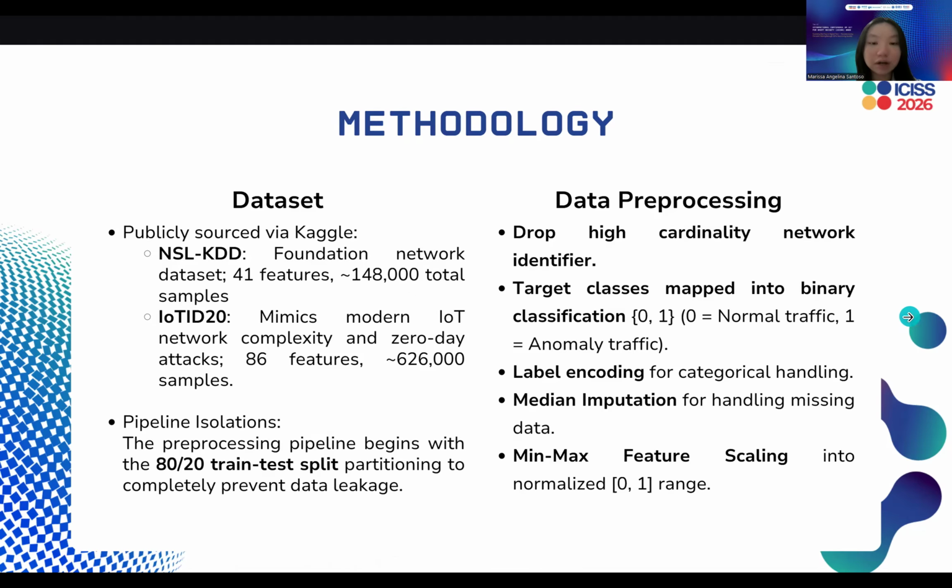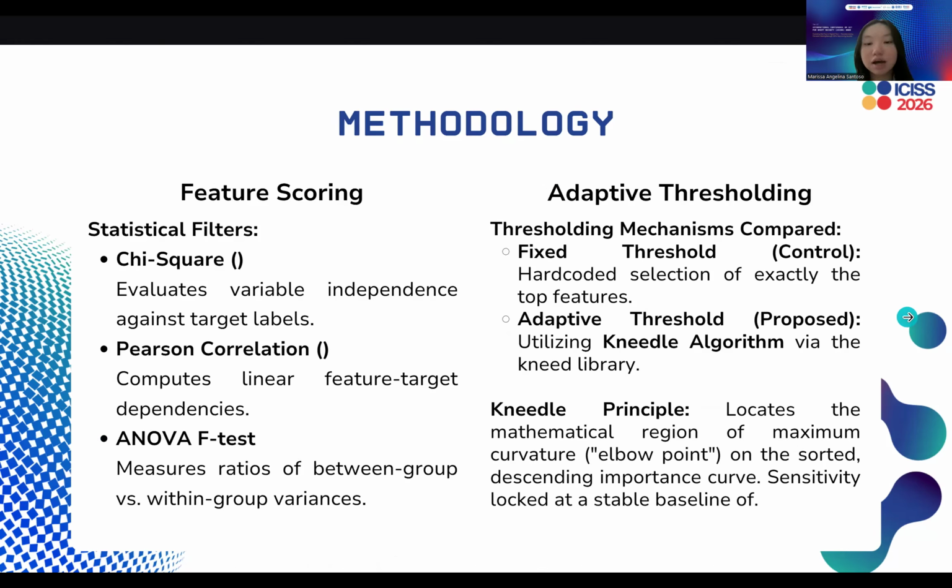For the feature scoring, we use three statistical methods. Chi-square evaluates variable independence against the target labels. Pearson correlation computes the linear feature-target dependencies. And the ANOVA F-test measures the ratio of between-group to within-group variances.